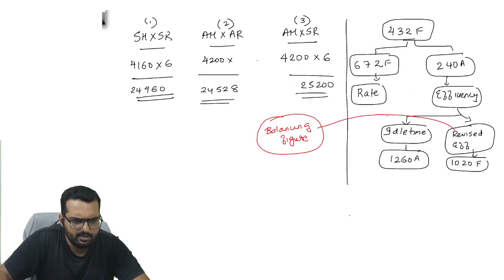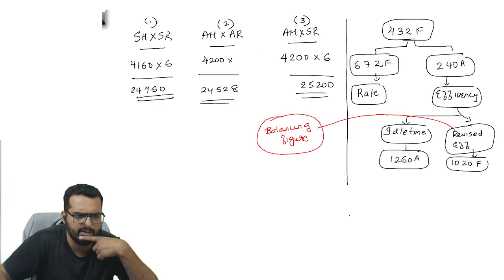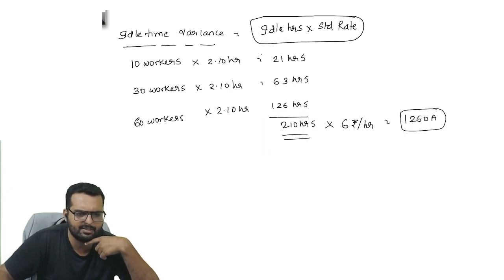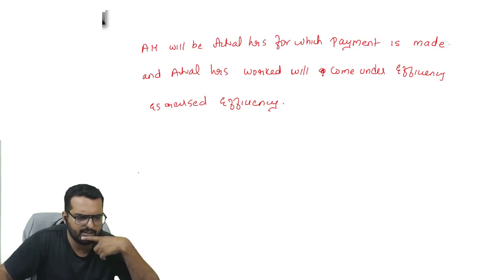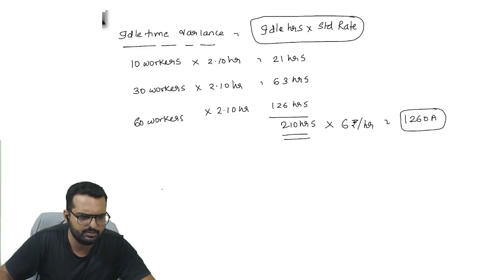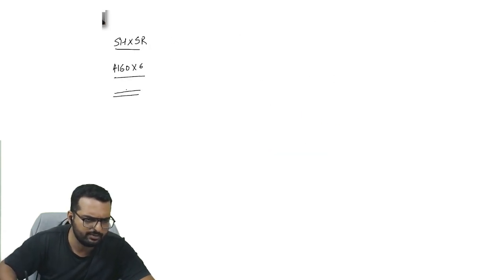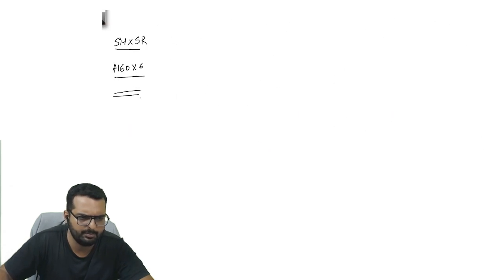Let me do one thing. The actual hours. This question was a little bit easier, right? We had only this much of data. Let me just try this in a different manner. I'll clear this up. Okay, let me just try. So here I'll just write SH into SR as 4160 into 6. I'm just experimenting something. If this works out properly, then our problem is solved. We'll not have any confusion at all. 4160 into 6, that will be 24,960.